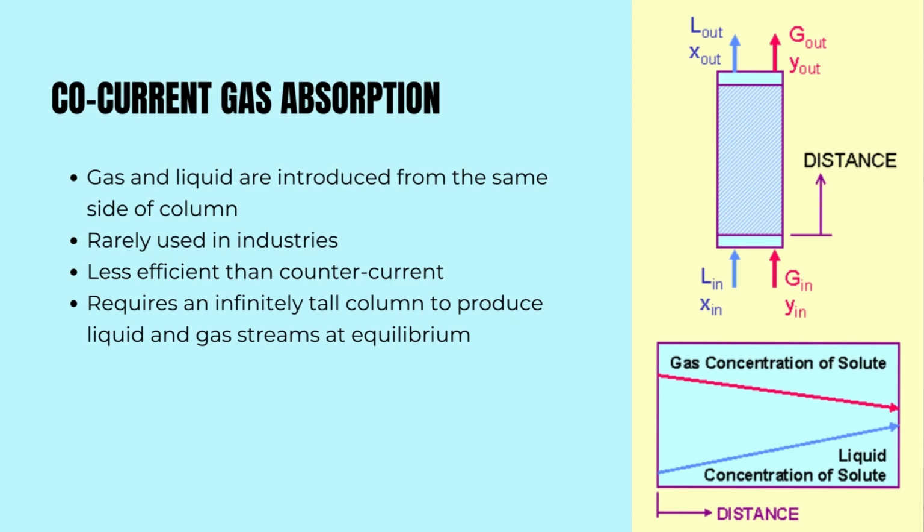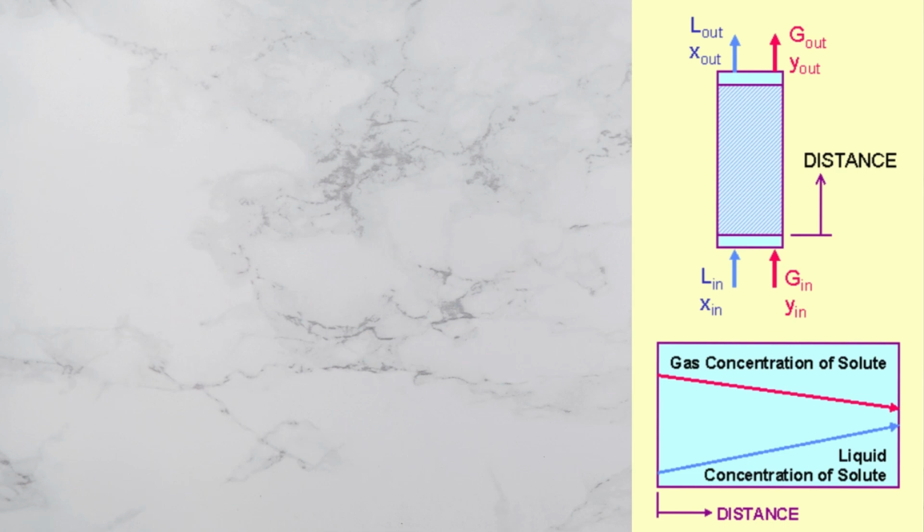As the liquid flow and gas flow are flowing in the same direction, the pressure change between these two flows is slightly small, and it does not facilitate the mass transfer of the desired species. Besides, it also requires an infinitely tall column to produce liquid and gas streams at equilibrium.